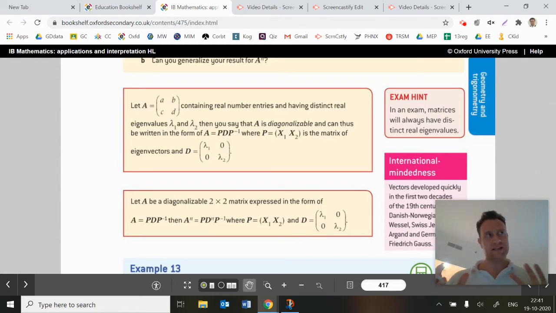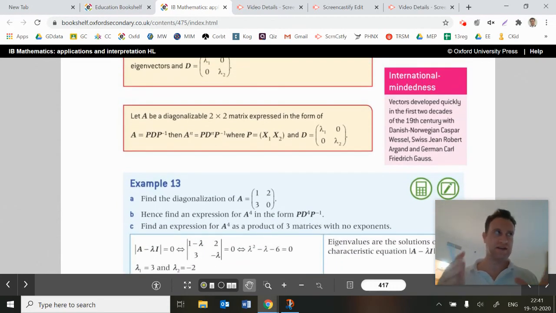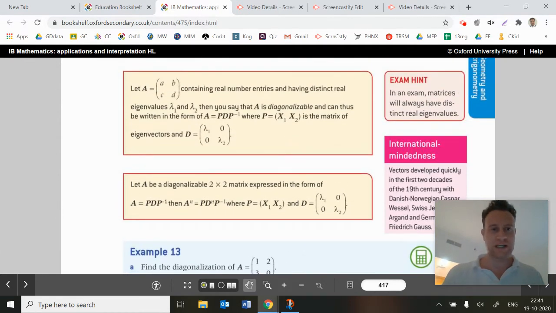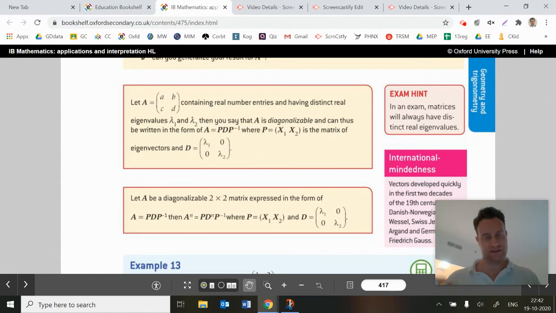So again, this is quite theoretically complicated, but obviously I'll take you through example 13. And in fact, the process of doing it is not all that difficult. Okay, so the important part here is what I'm trying to build up to: A is equal to PDP to the minus 1. Then we have this thing here, A to the N is equal to P, D to the N, P to the minus 1.